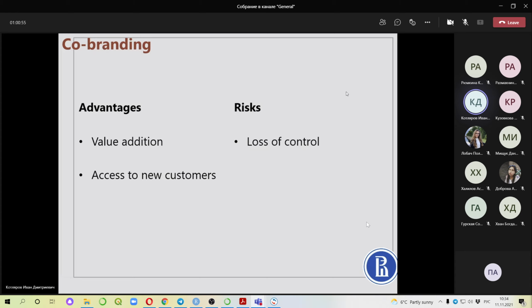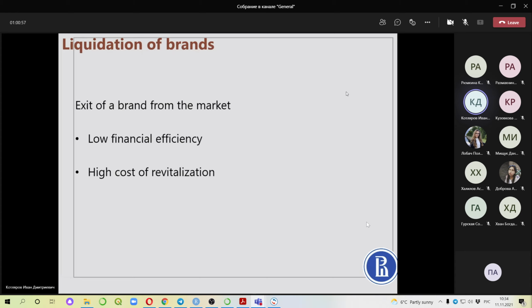Okay, so let's go, guys. Liquidation of brands, ladies and gentlemen. We should understand that brands, as all economic phenomena, actually as products, as companies, etc., have their own life cycle. And sometimes it is necessary to put an end to a brand.